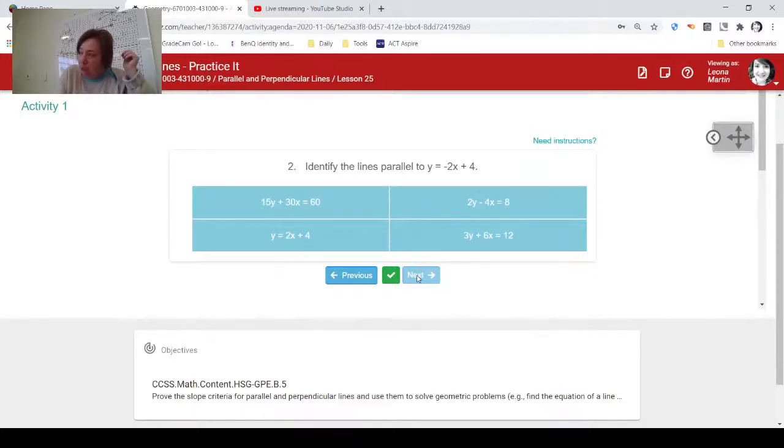How are we going to tell if they're parallel? Well, we're looking for the slope, but these are in standard form. They're not in slope-intercept form. So guess what we have to do? We have to put them in slope-intercept form to see what the slope is. Let me write them down real quick so I can switch over to the other screen.